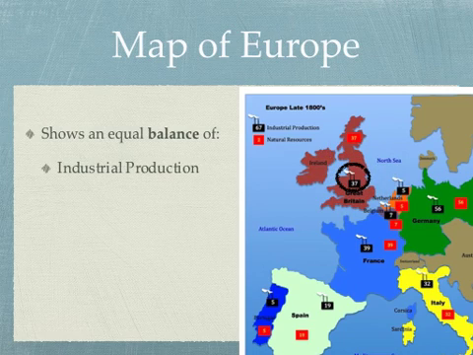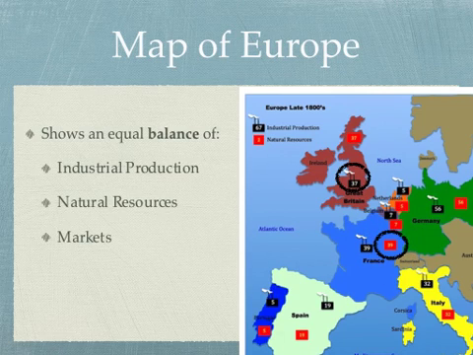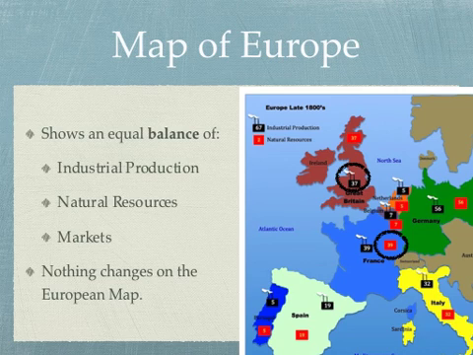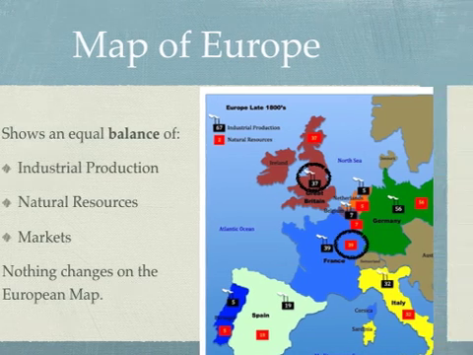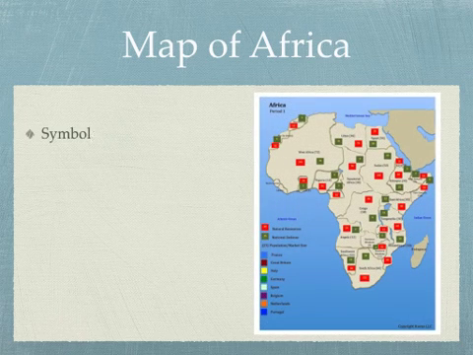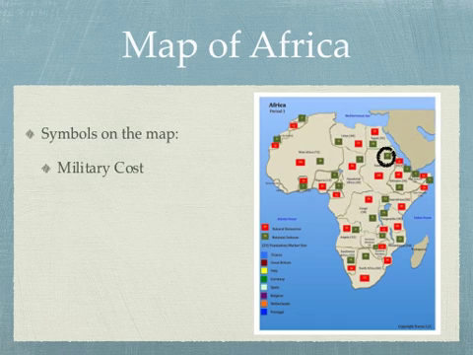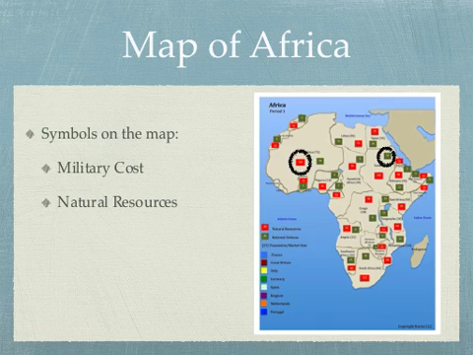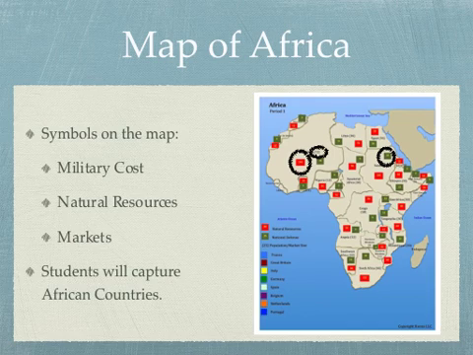On the map of Europe, we can see an equal balance of industrial production, shown by the little factory, natural resources, shown by the red square, and the markets, directly next to the country. In the map of Africa, symbols on the map represent the military cost of taking over an area, the natural resources with the same red box, and the markets, which are labeled next to the country's name. Students will capture African colonies and add those resources and markets.